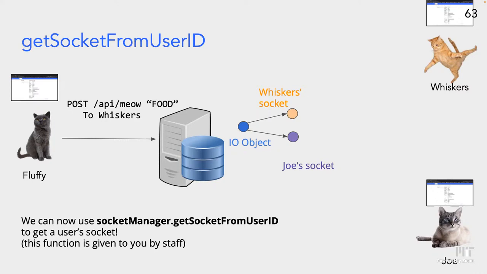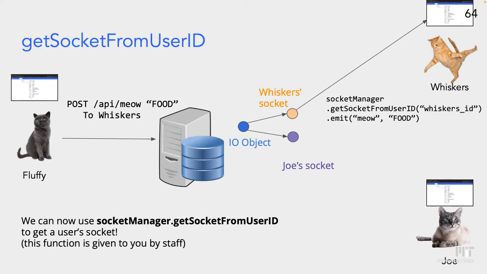That is called socketManager.getSocketFromUserID. It's a very long name, but it does exactly what the name suggests. If you pass in a user ID, it gives you that user's socket. This function is actually written for you. You can take a look at it in the code and we'll look at it in a minute. It will allow us to take any user ID that is logged in on our website and find that user's socket, and send messages or whatever information we want to that person. All right, so once you have that, you can emit to that specific socket.